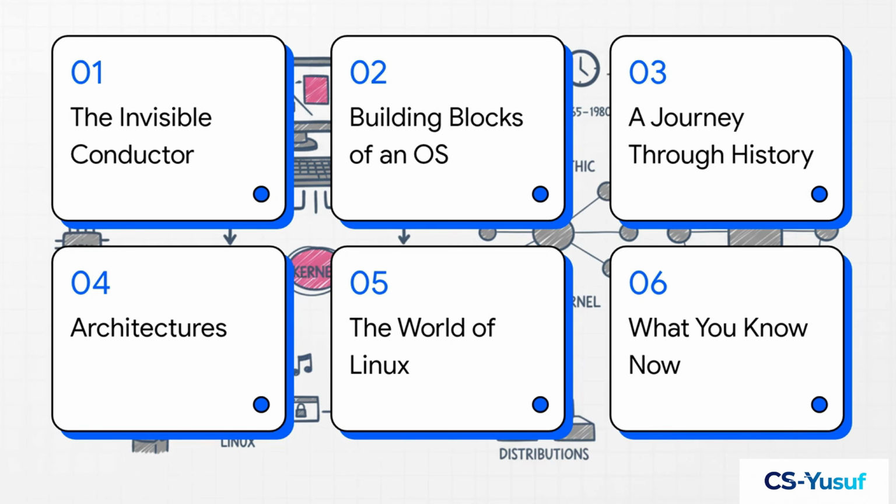So here's our game plan for figuring this all out. We'll start with why we even need an OS. Then we'll look at its main building blocks. We'll take a quick trip through history, see how they're put together, use Linux as a real-world example, and then we'll wrap it all up. Sound good? Let's dive in.